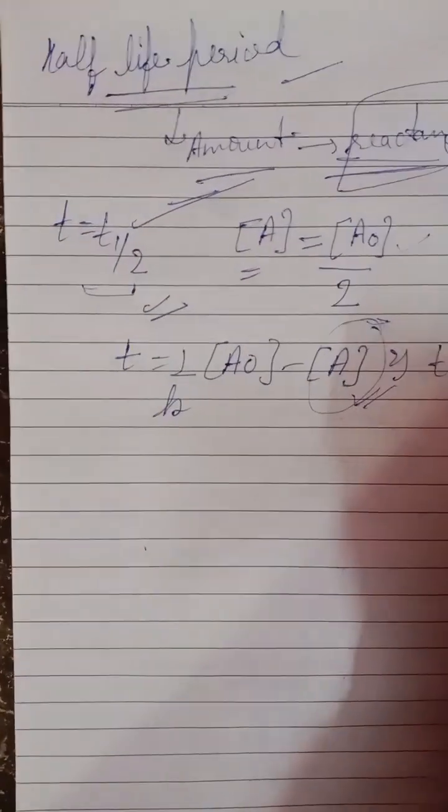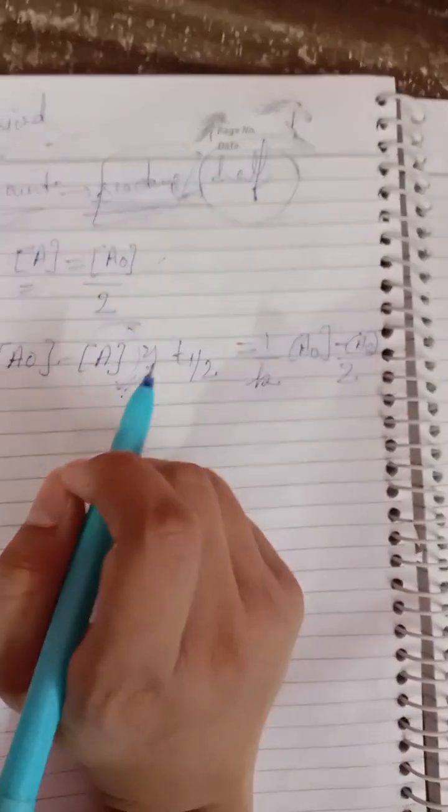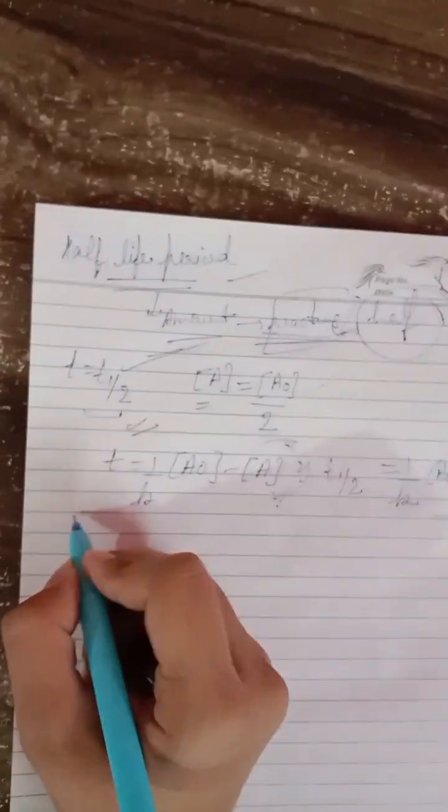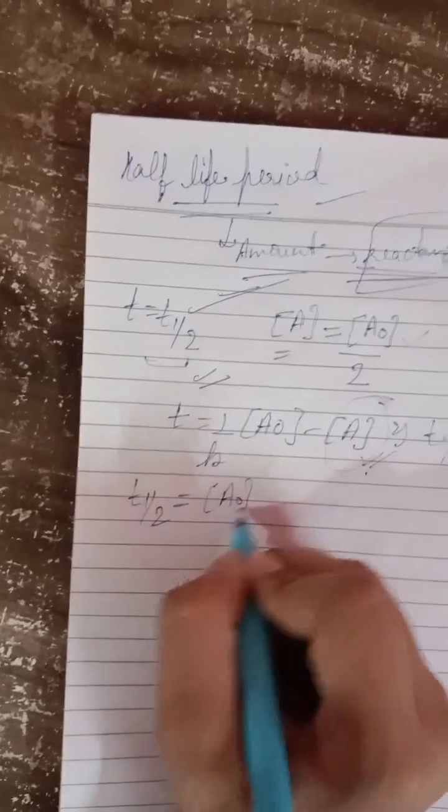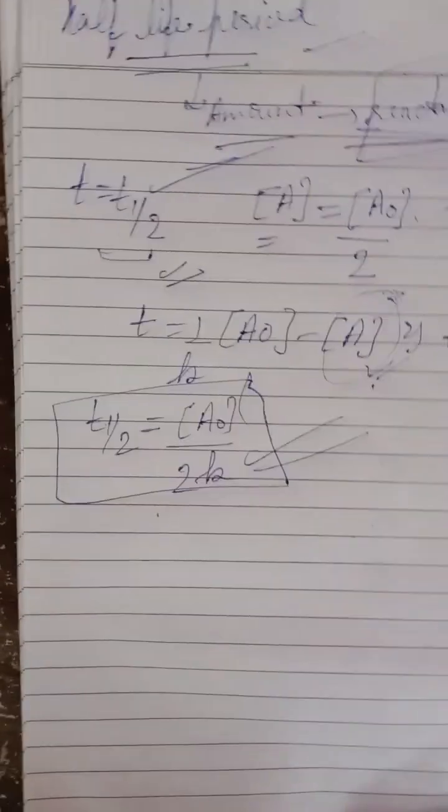We will replace A by A naught by 2 at the place of A. Here we get t half to be A naught divided by 2K. So this is the expression for determining the half-life period for zero order.